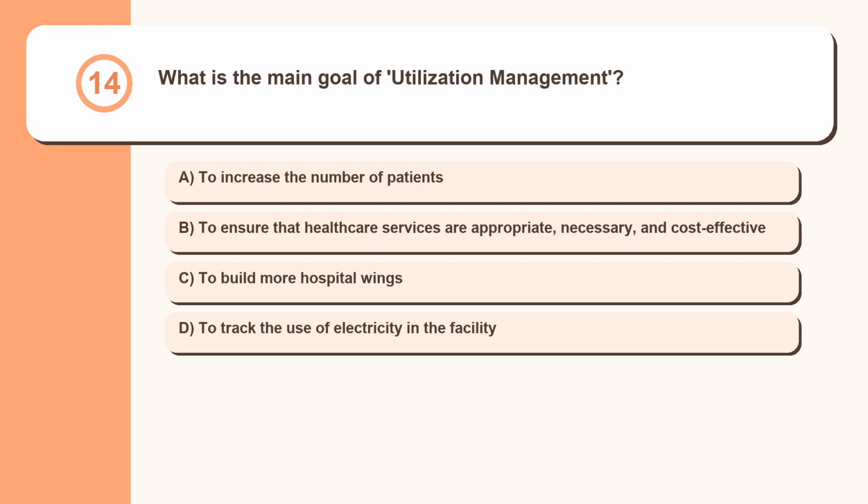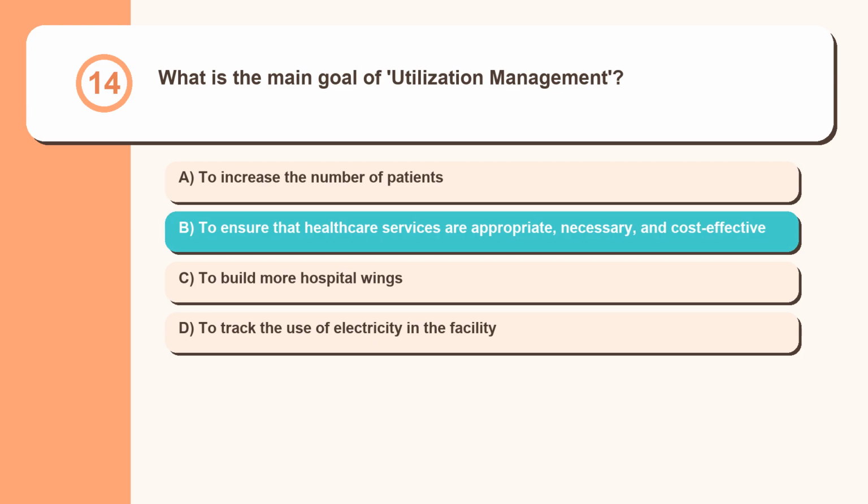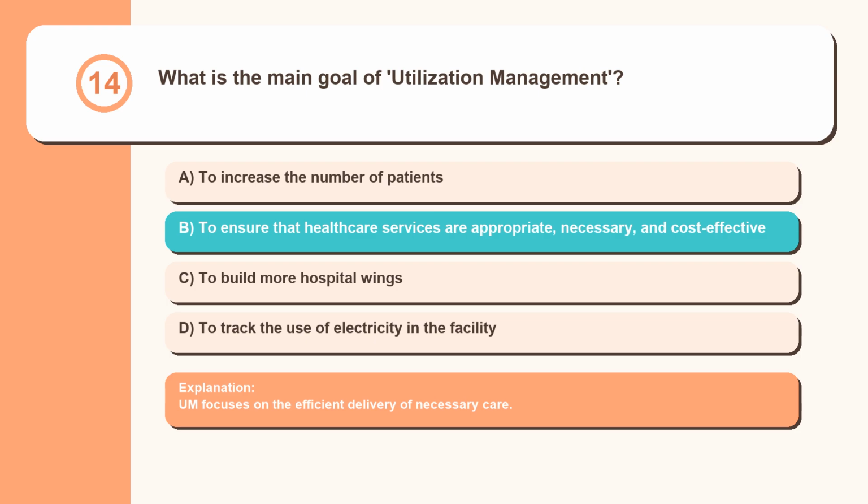Question 14. What is the main goal of utilization management? To increase the number of patients. To ensure that healthcare services are appropriate, necessary, and cost-effective. To build more hospital wings. To track the use of electricity in the facility. It focuses on the efficient delivery of necessary care.